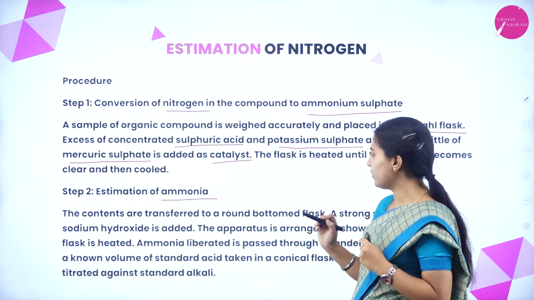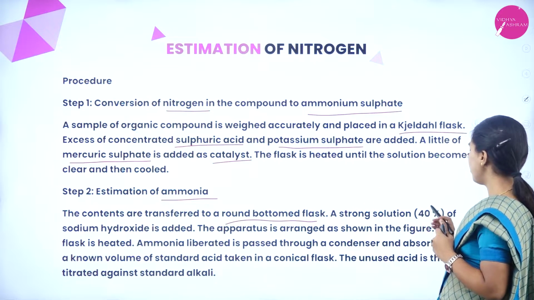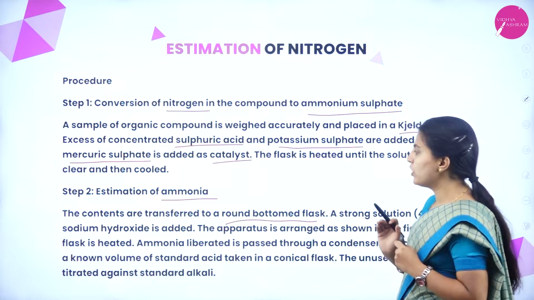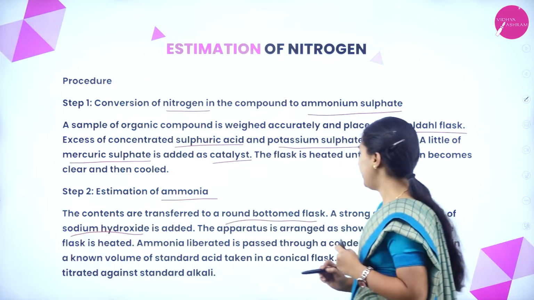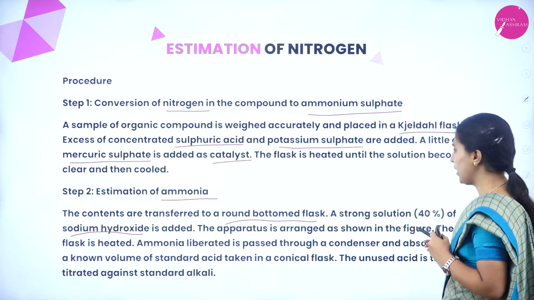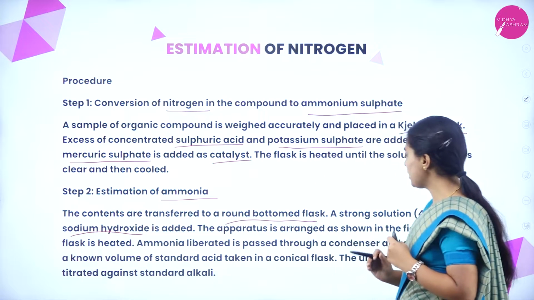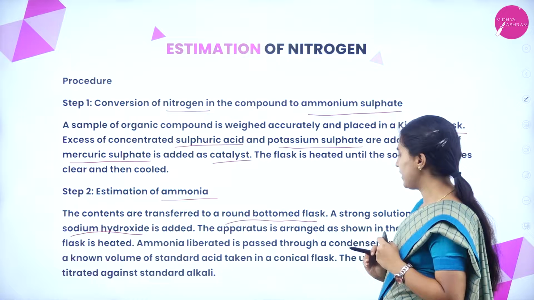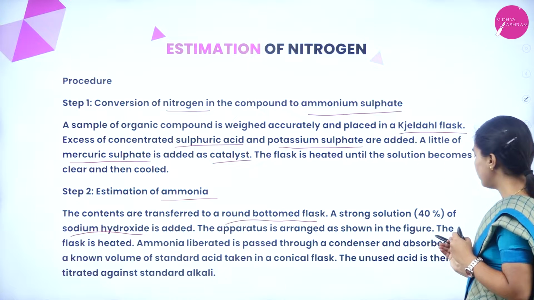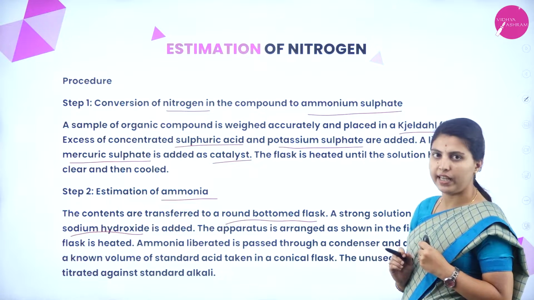The contents are transferred to a round bottom flask. A strong solution, that is 40% of sodium hydroxide, is added. The apparatus is arranged as shown in the figure. The flask is heated. The ammonia liberated is passed through the condenser and absorbed in a known volume of standard acid taken in a conical flask. The unused acid is then titrated against standard alkali.